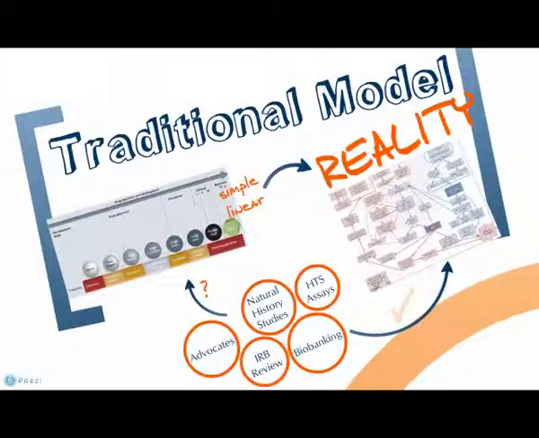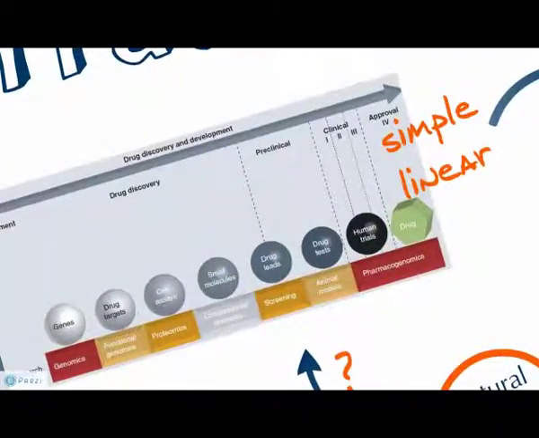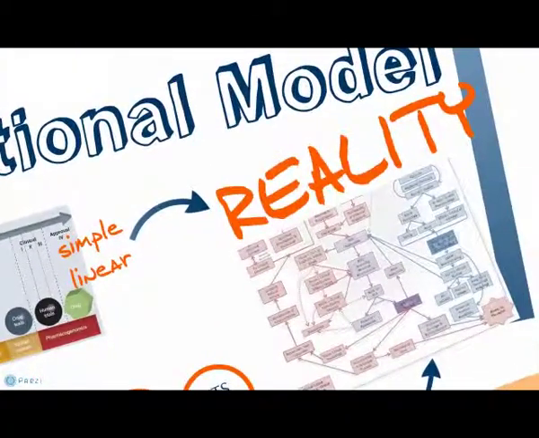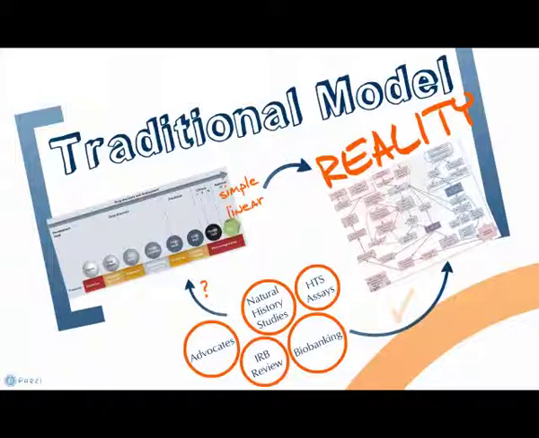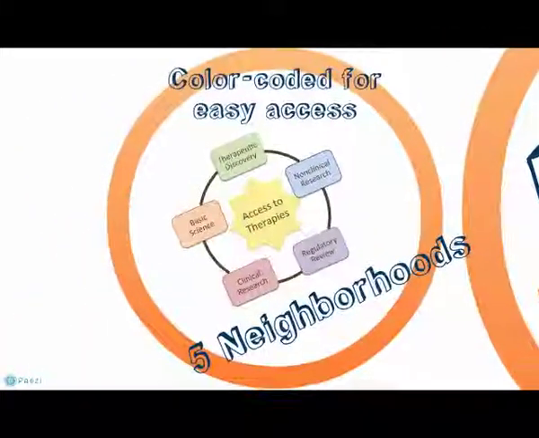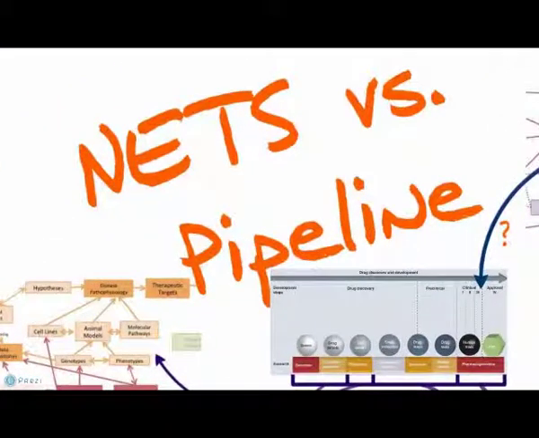Traditionally, drug development has been depicted as a simple linear process, but in reality it is far more complex. The traditional model makes it difficult to see where stakeholders and processes are located in the pipeline and how they interrelate. In NETS, related processes of drug development have been grouped into 5 different neighborhoods and color-coded. In the pipeline model, these neighborhoods are oversimplified into discrete stages. NETS aims to deliver a more nuanced view of drug development to both advocacy leaders and basic researchers.